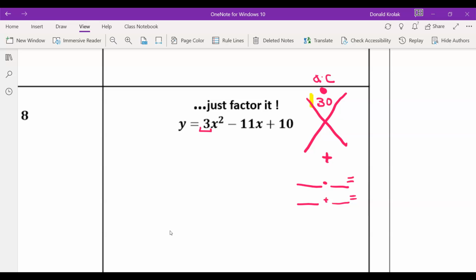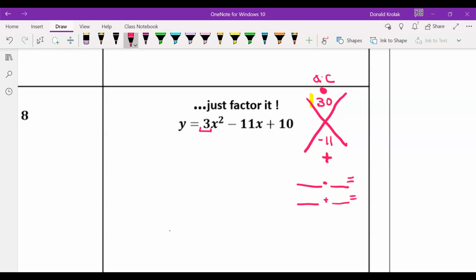All right, so this is different. That's because of that 30. This is the middle term. All righty, so now we got like a 6 and a 5. So 6, 5, that's going to make 30. And now for it to make negative 11, I'm going to make all of these.